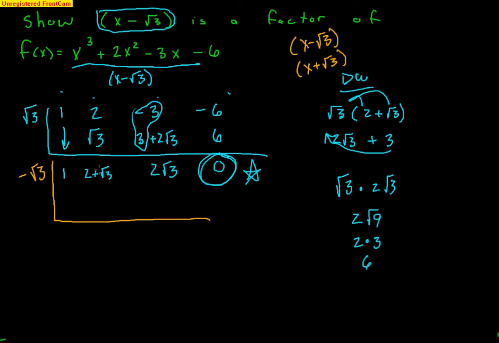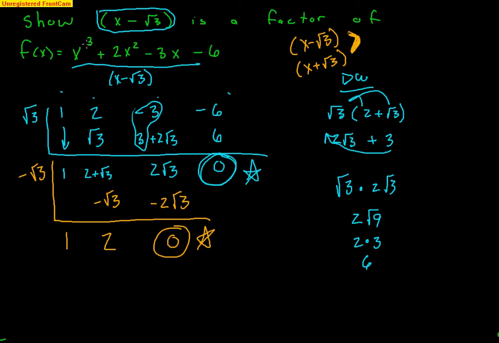Now watch how easy and quick this will work. Drop down the 1. Negative radical 3 times 1 is negative radical 3. When I add these, the radical 3's cancel and I just get 2, which is beautiful news. No square roots. Then I multiply negative radical 3 times 2 and I get negative 2 radical 3. And once again, those cancel. 2 radical 3 and a negative 2 radical 3 cancel out and make 0. So once again, I got another remainder of 0, hence proving that these are both factors and they are both zeros, which is really, really good news.